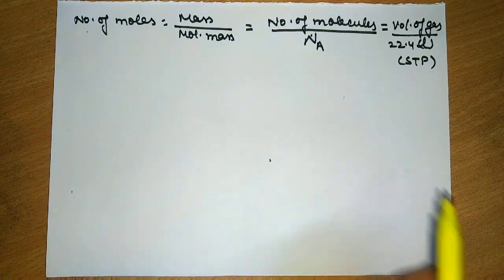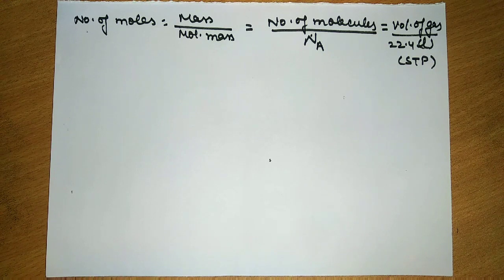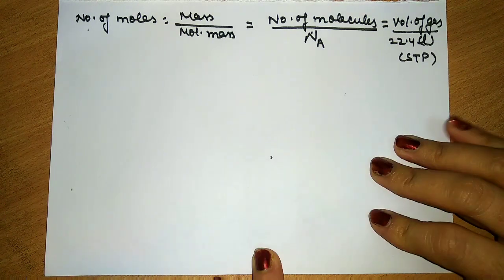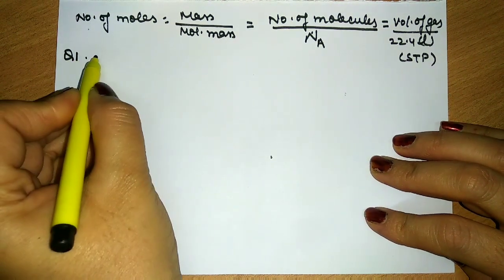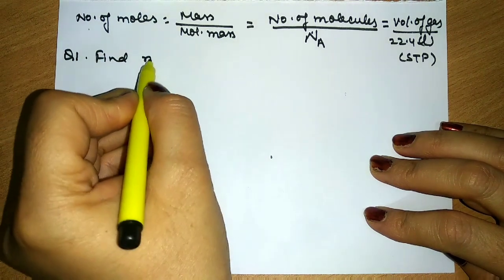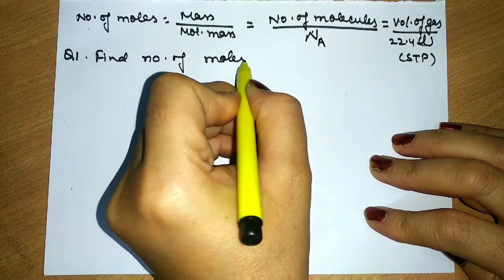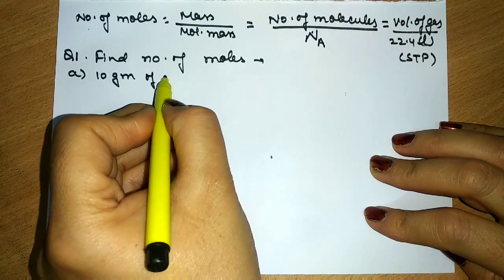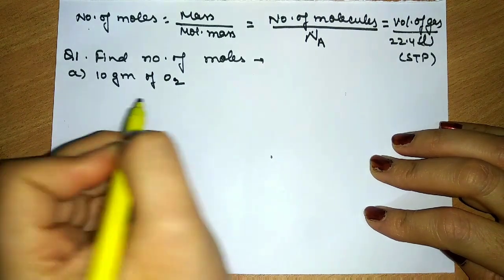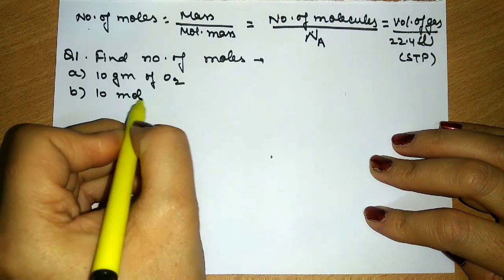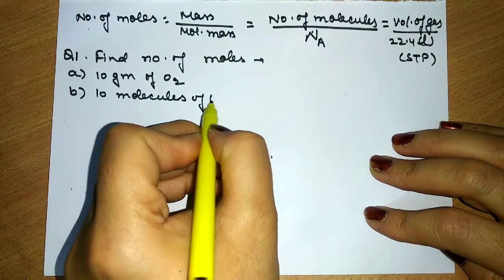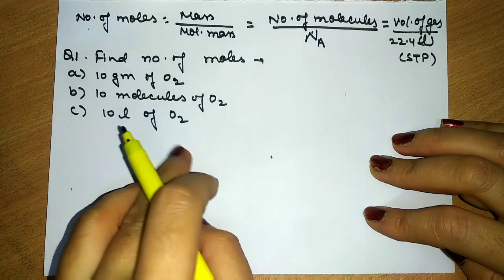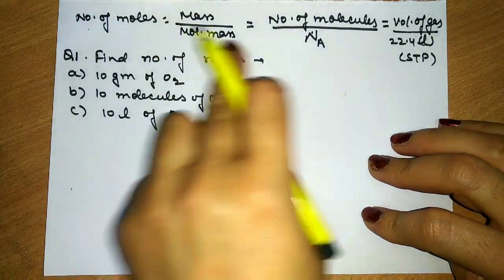So just take the screenshot for this formula and I'll tell you how to solve such questions, right? So now be ready to solve the question. Suppose you're supposed to find the number of moles, and mass is given to you: 10 gram of oxygen, 10 molecules of O2 and 10 liter of O2. Okay, so this is the question. That means I can use these formulas.